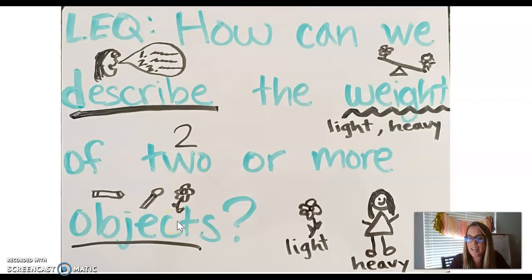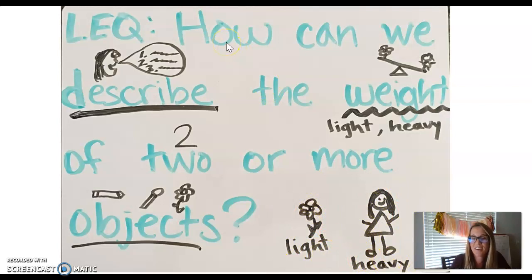So I'm going to read it again, and then I want you to read it with me. Here we go. Ready? How can we describe the weight of two or more objects? Oh, and then here is just another picture to kind of show you my scale. So a flower is light, whereas a person can be heavy.